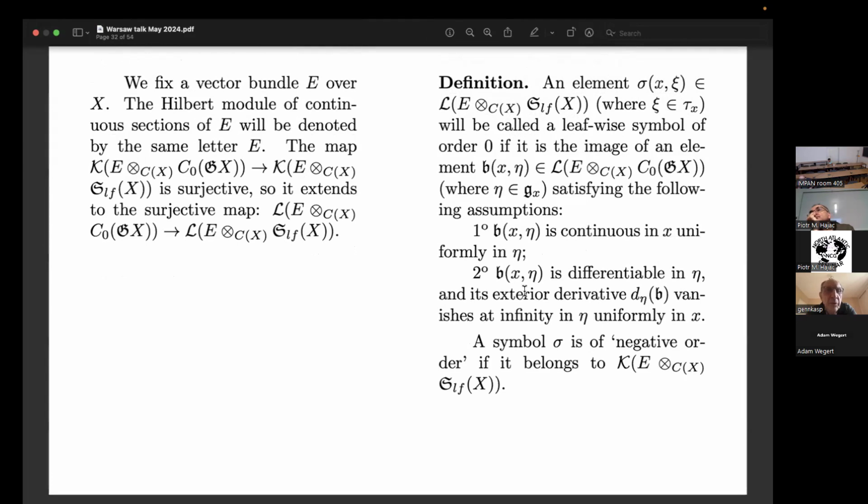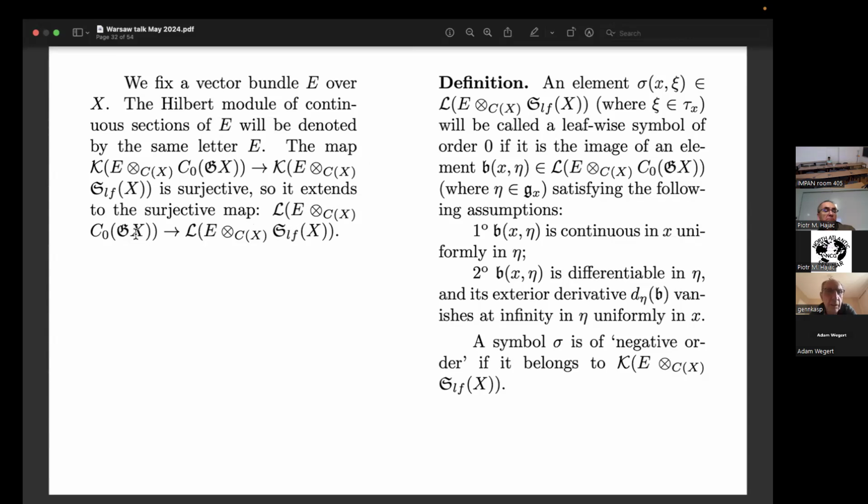Well, vector bundles we call E, and the Hill model will also be called E, just not to change notation much. Now we have the map, which is essentially given by map C0 of Sx to SLX, SLF of X. So this map is surjective, so it extends to multipliers. And what we do, we define a symbol as an element which comes from here.